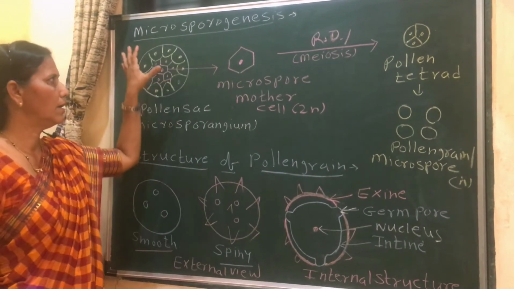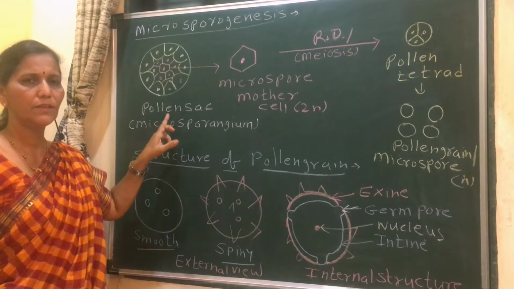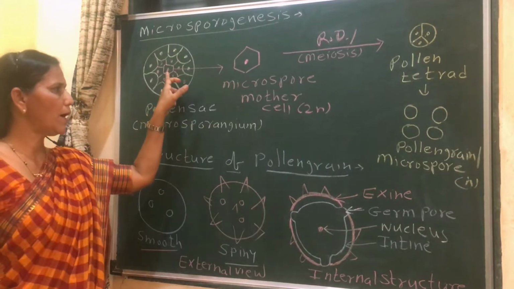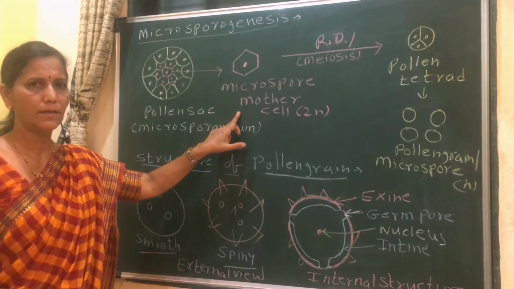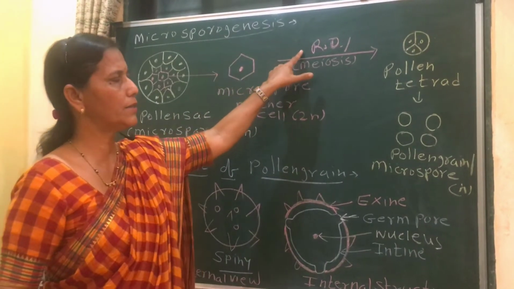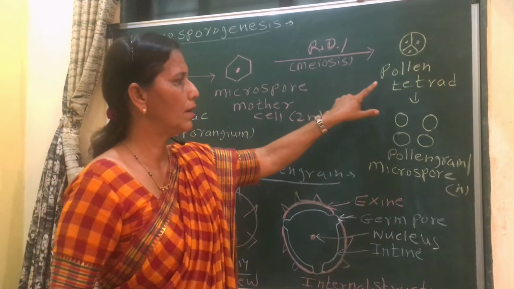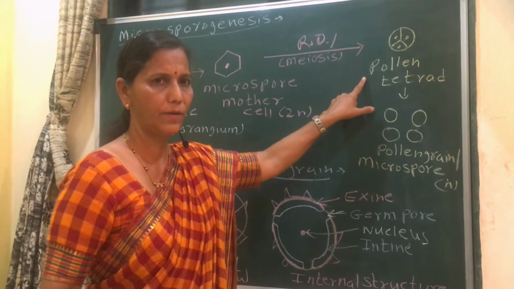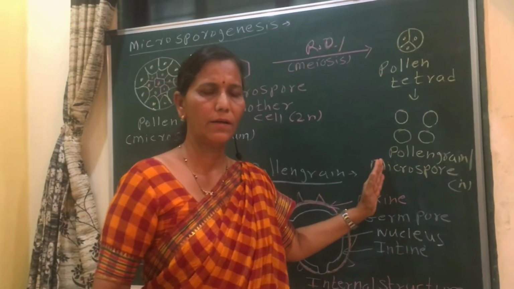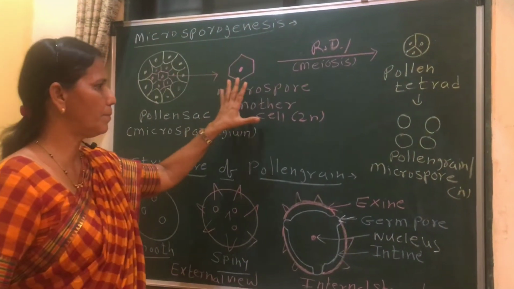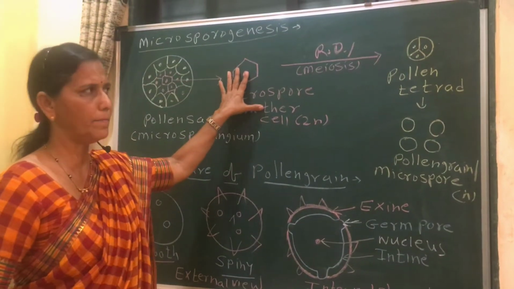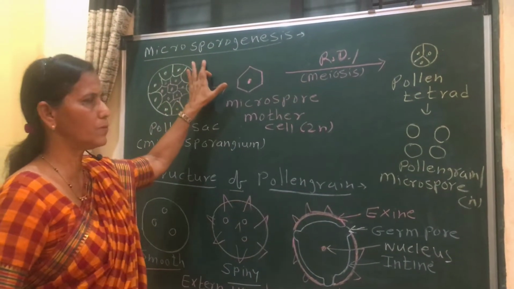Sporogenesis. This is the pollen sac, which is also known as microsporangium. In this pollen sac, diploid microspore mother cells are present, each of which at maturity undergoes reduction division and forms a pollen tetrad. Each pollen tetrad consists of 4 pollen grains. This process of formation of pollen grains from a diploid microspore mother cell by reduction division is called microsporogenesis.